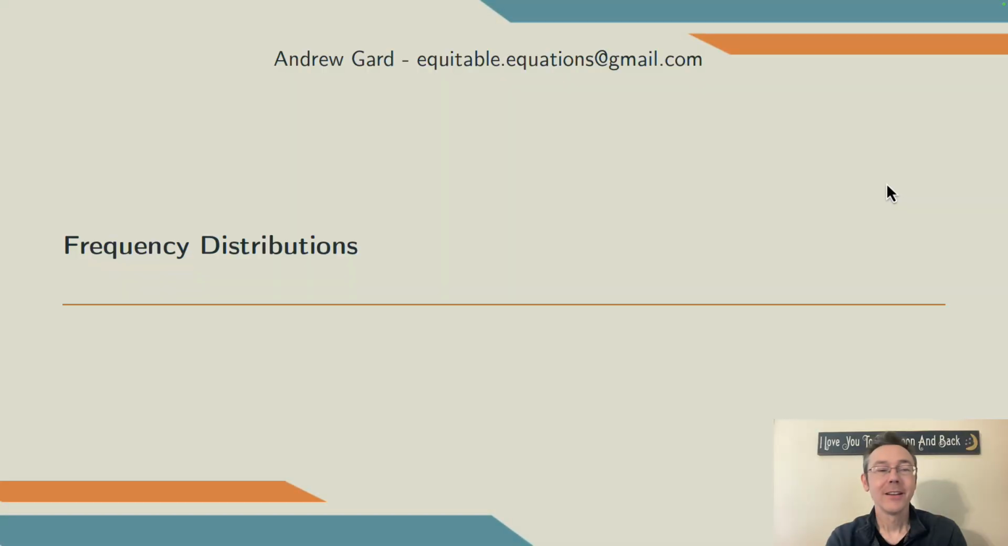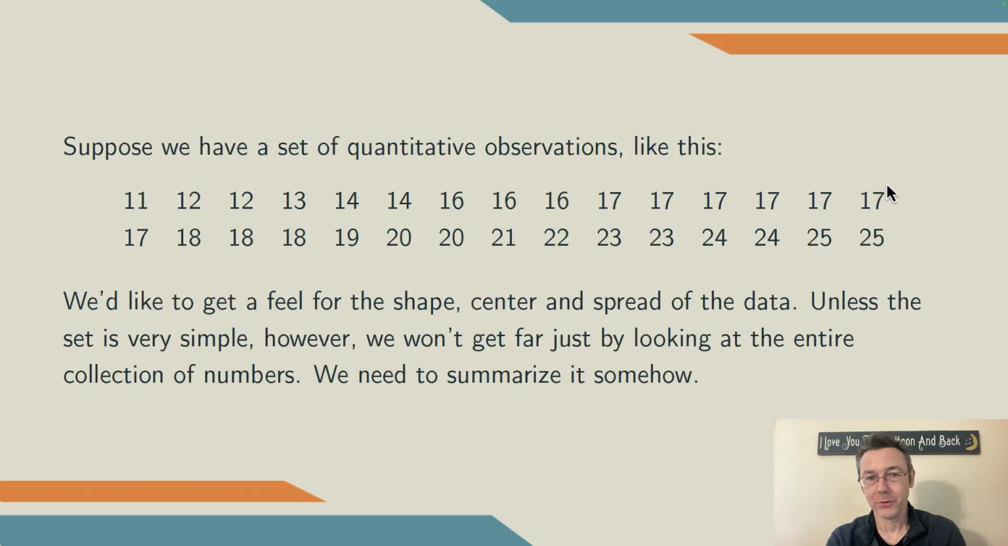Hey everybody. Today we're talking about frequency distributions. We're in a situation where we have a bunch of quantitative observations, just a list of numbers, like this one right here. We'd like to get a feel for that data, in particular to say intelligent things about the shape, center, and spread. But unless the set is extremely simple, we aren't going to get far just by looking at it, and we need to summarize it somehow.